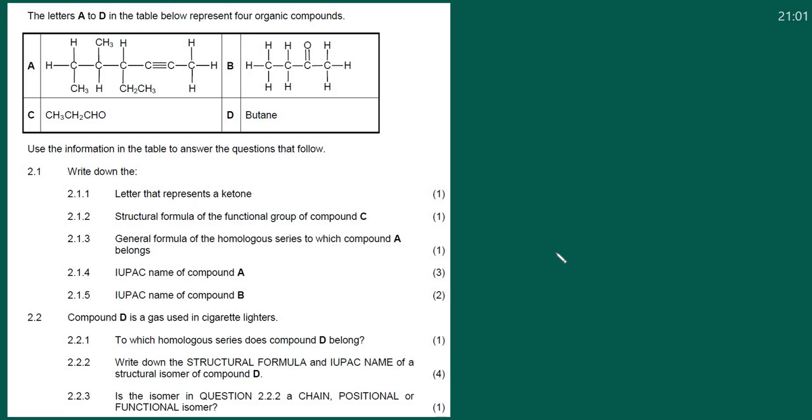A warm evening again. So here we have a chemistry paper, right? And then we're looking at organic chemistry. And if you can remember, organic chemistry constitutes a lot of marks in your Paper 2 chemistry final exam. So let's make sure that in organic chemistry we get all the marks, right?